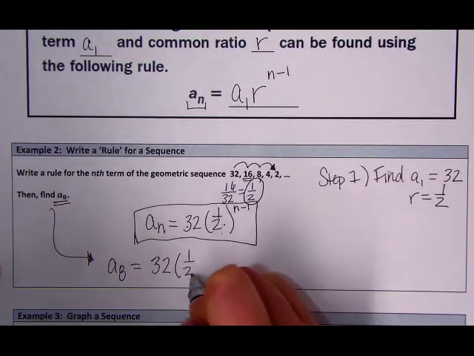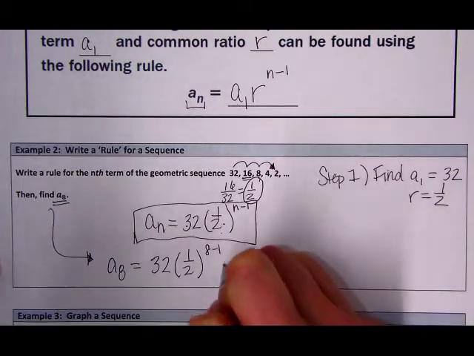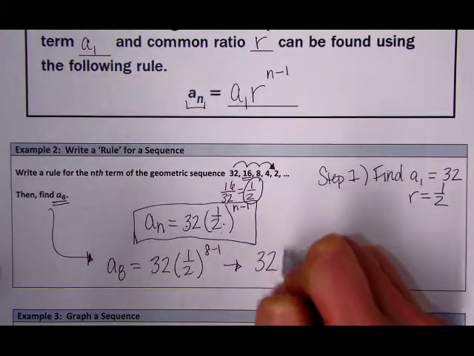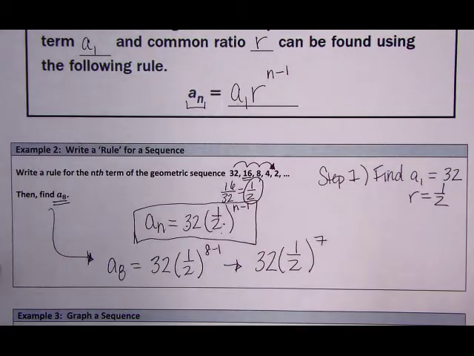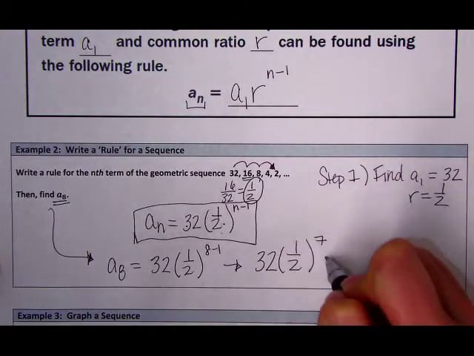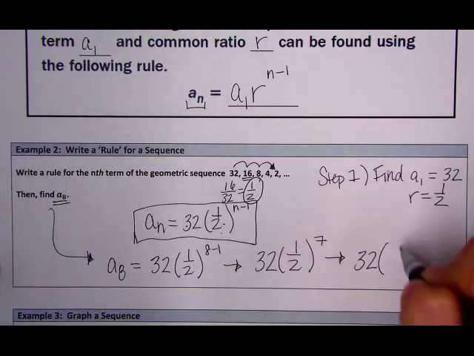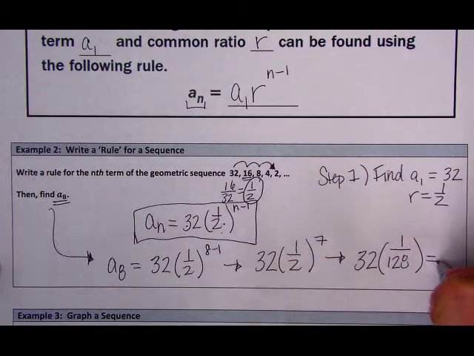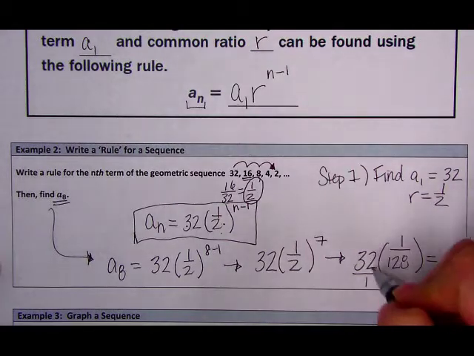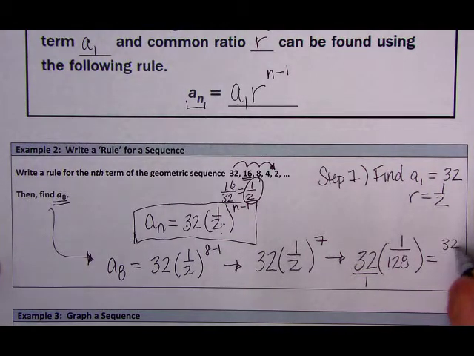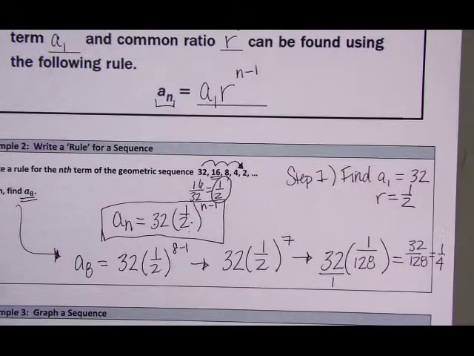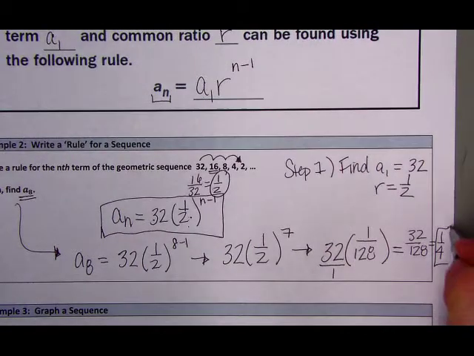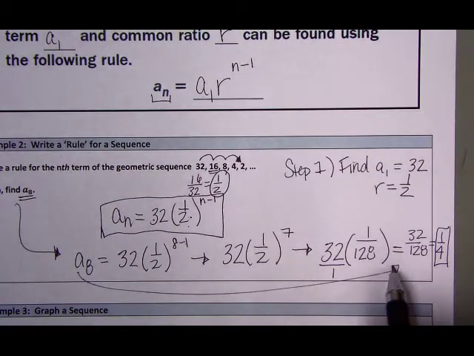so we get 32 times 1/2 to the 8 minus 1. Well, we know 8 minus 1 is the same thing as the 7th power. If I take 1/2 only and raise it to the 7th power, I get 32 times 1 over 128. We can do that in our calculator, or we can write this as 32 over 128 as a fraction and reduce it, but it gives us 1/4 as our final answer. So the 8th term is 1/4.